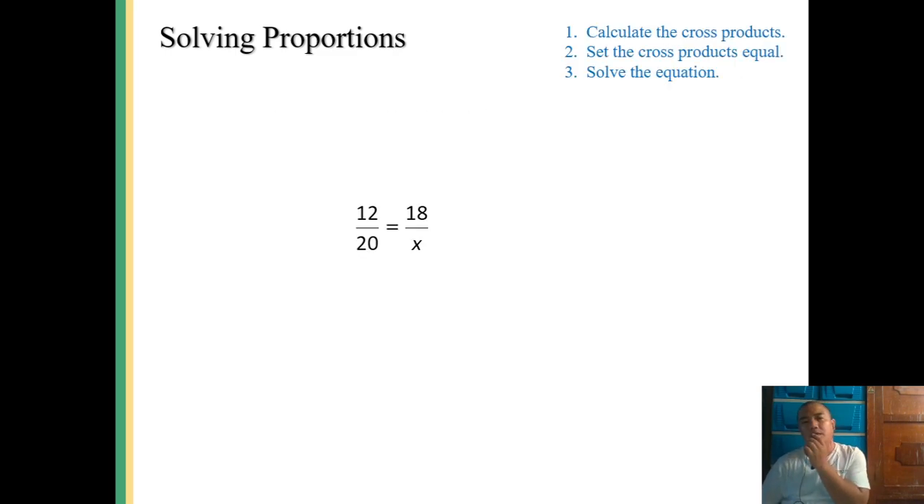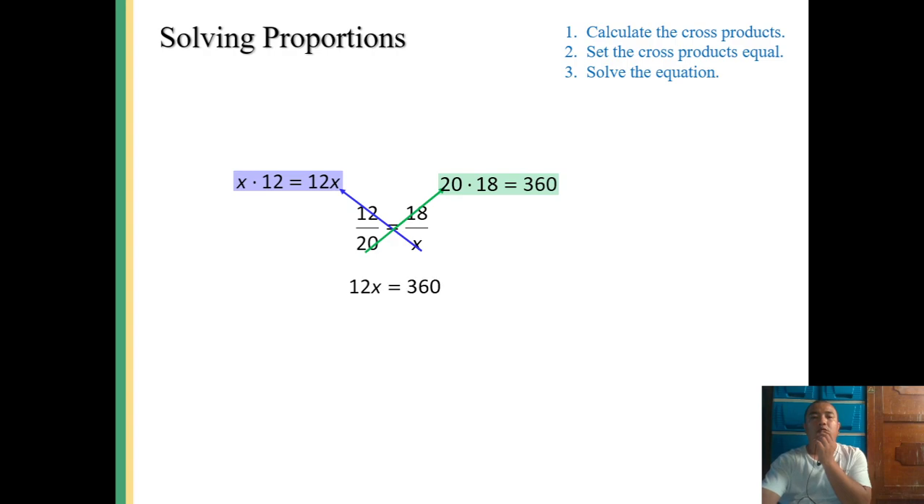Next, always remember the steps: calculate the cross product, set the cross products equal, solve the equation. 12 over 20 is equal to 18 over x. What is x? 12 times x is 12x. 18 times 20 is 360. 12x is equal to 360. Divide both sides by 12. X is equal to 30.